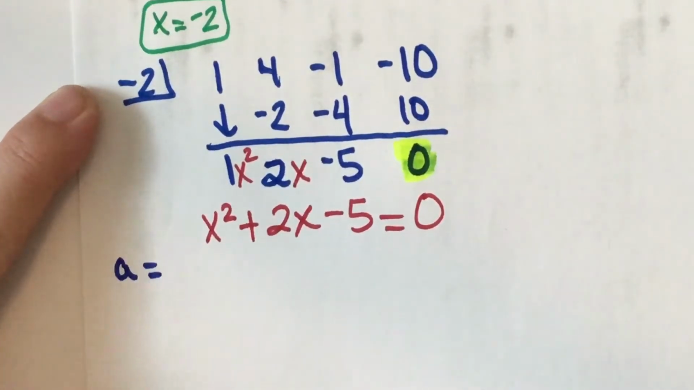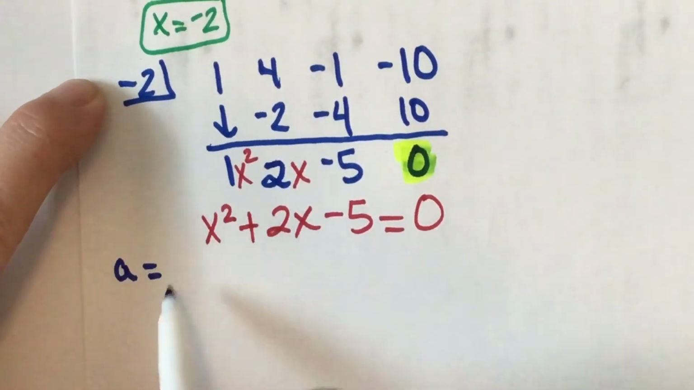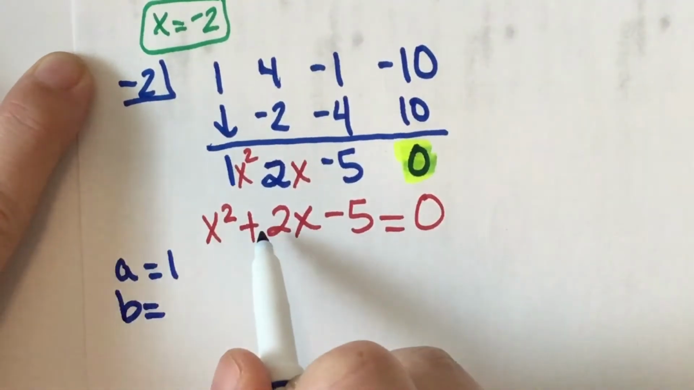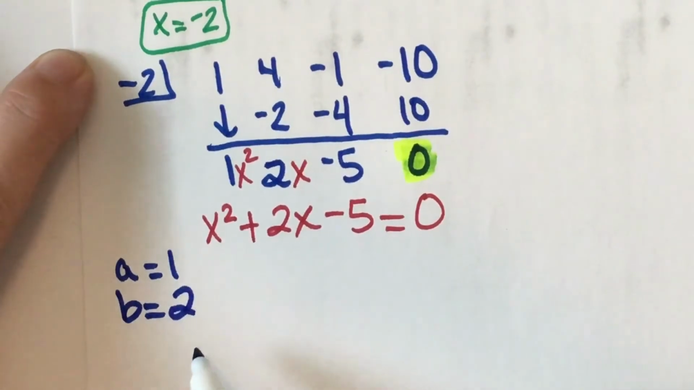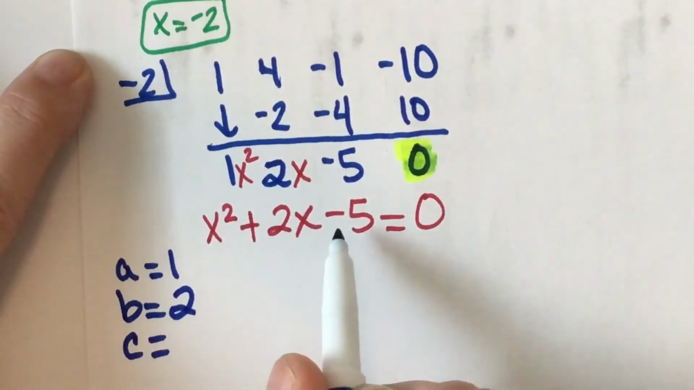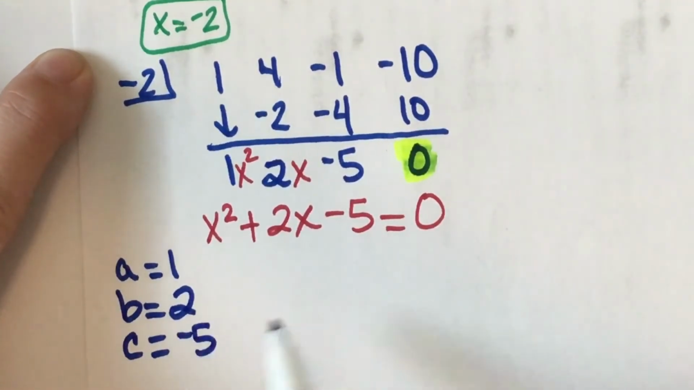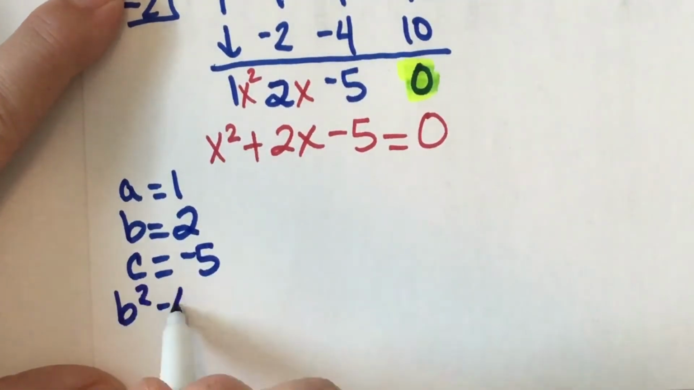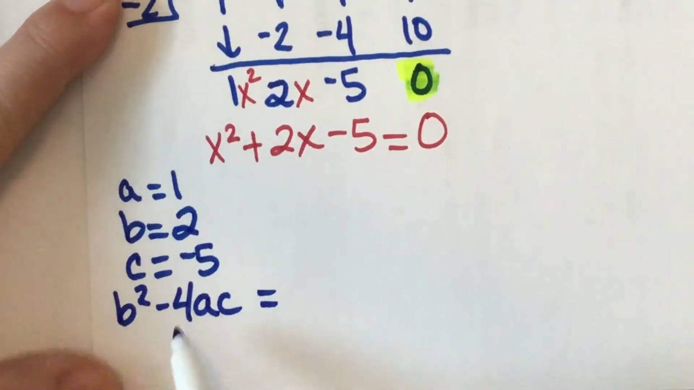Tell me, who's my a? 1. There's a 1 in front of that x squared. Who's my b? 2. There's a 2 in front of that x. Who's my c? -5. That's the constant. All right, now the next big task is calculating b squared minus 4ac.